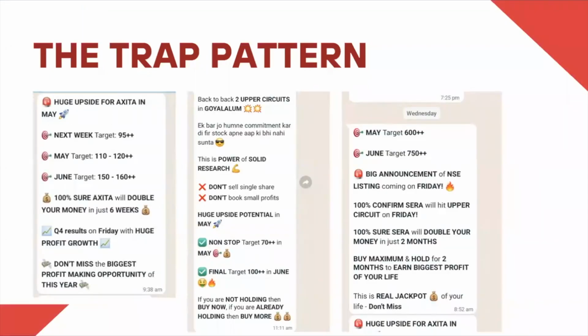So these are some examples of how the messages look like. There will be some titles like huge upside. They will be saying 100% sure. They will be saying biggest profit making opportunity. Then they'll be saying don't sell single share, don't book small profit, big announcement is coming, this is a real jackpot, this is 100% accuracy.